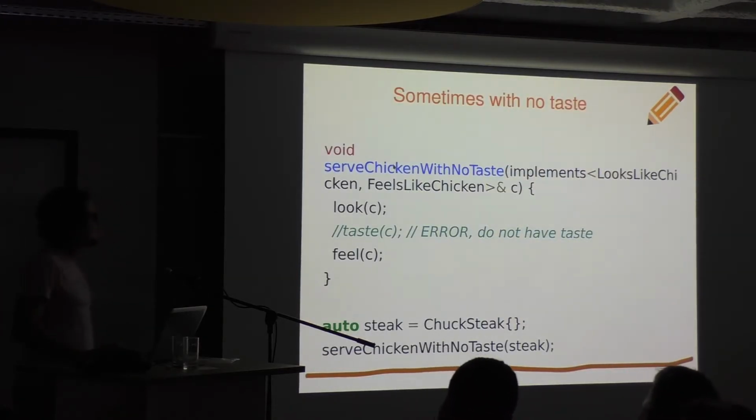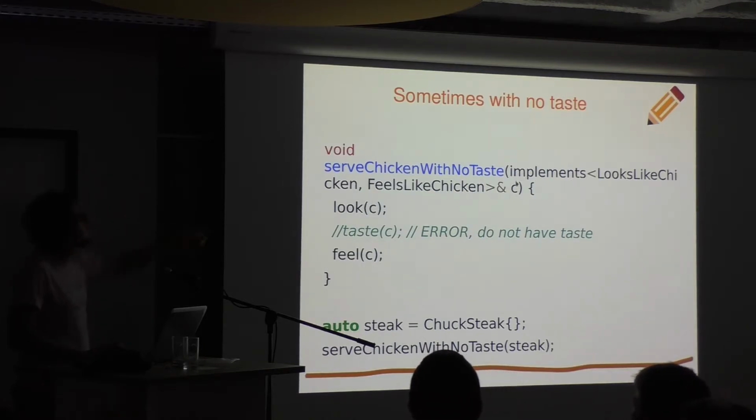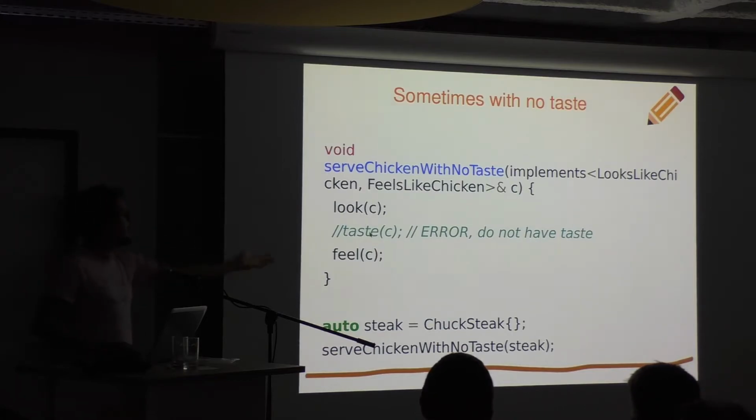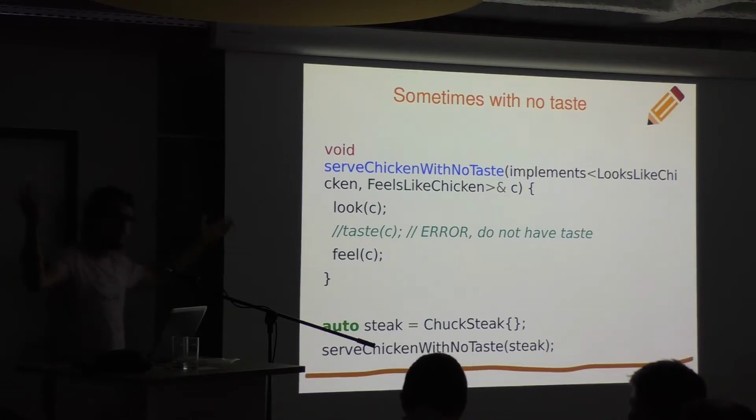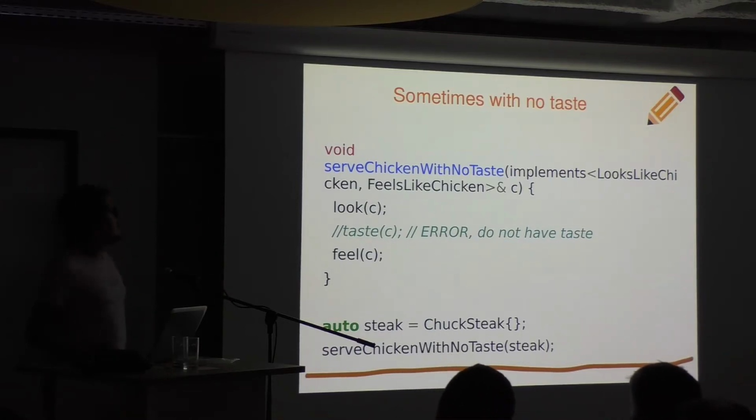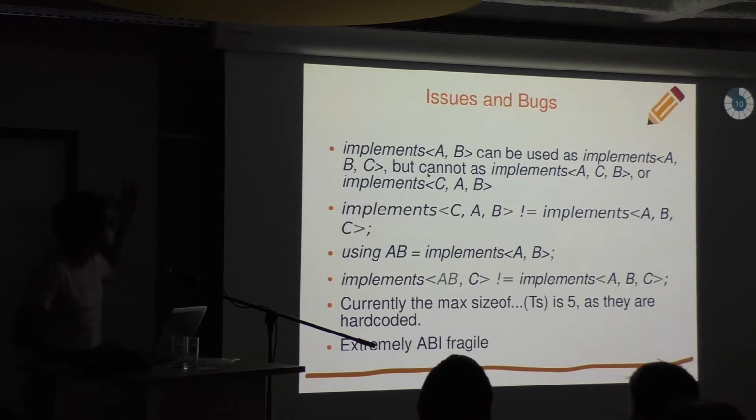I can, for instance, reduce my requirements. I want to serve chicken, but I don't require taste. So I want something that implements looks like chicken and feels like chicken. I can call look, but I cannot taste it because it does not implement tastes like chicken. But still, I can use my chuck steak in this function because it implements a superset of those things. It's like runtime polymorphism.